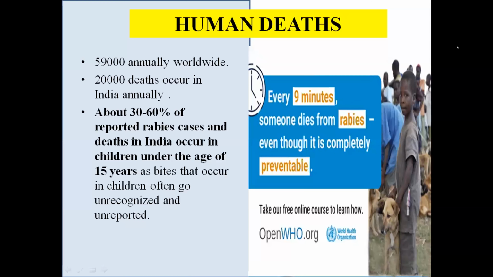So human deaths, 59,000 annually. Human deaths are seen worldwide. Out of these 59,000, 20,000 deaths occur in India annually. About 30 to 60% of these 20,000 occur in children below 15 years of age, as the bite in children goes unrecognized and unreported. Every 9 minutes, someone dies of rabies, even though it is completely preventable.